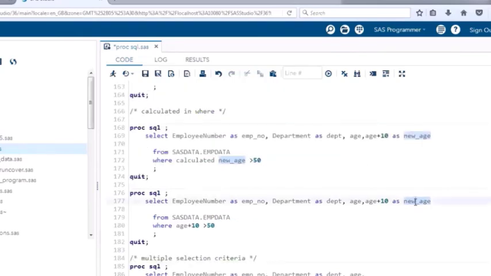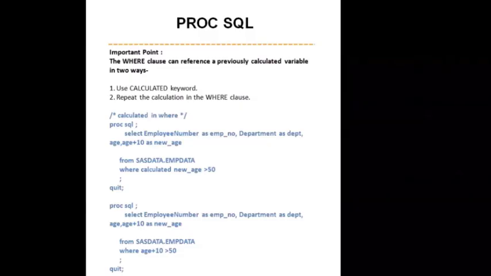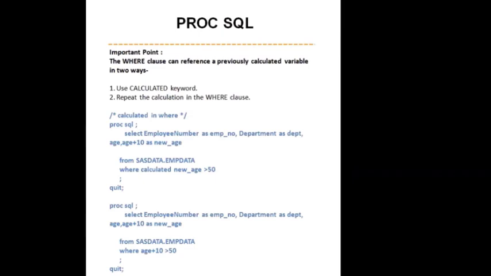Another way to refer to the same variable is to write the same expression or the same condition that you used to derive that variable in the select clause. You can alternatively write this also. You can see both will give you the same results. So that's how you can refer to the variable which you have created in your select clause using calculated.